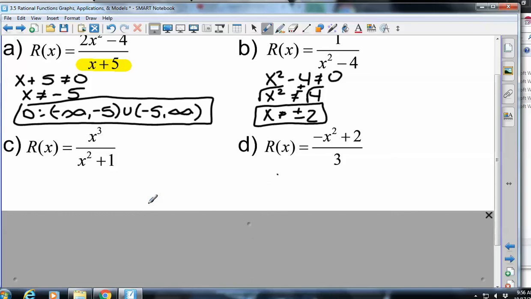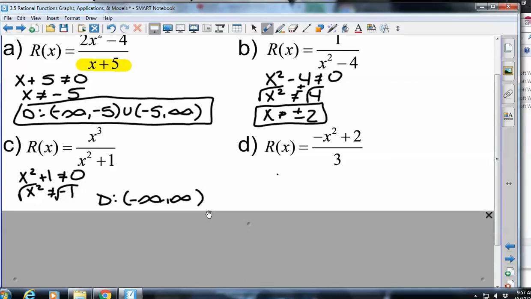Let's see. If I try this one, x squared plus 1 cannot equal 0. So x squared cannot equal negative 1. What happens if you add a square root on this? You get an imaginary. Am I worried about imaginaries when I go to graph these? No. So what's my domain? Negative infinity to positive infinity. What I just found is the bottom never actually equals 0, so our domain is everything.